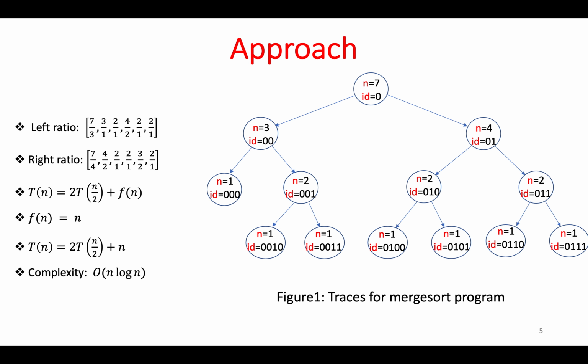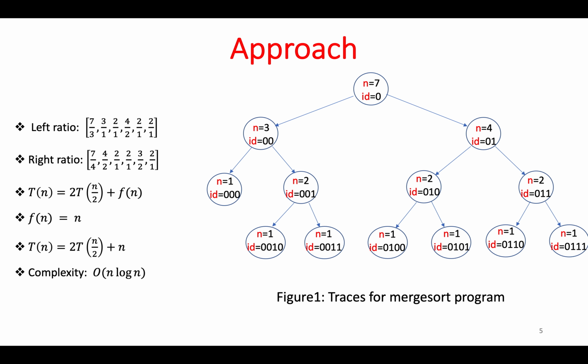Once Dynaplex has these traces, it computes the ratio between the size of input at each node and the size of input at its child node. So for example, with the left child nodes, we have 7 divided by 3, 3 divided by 1, 2 divided by 1, 2 divided by 1, 4 divided by 2, and so on. With the right ratios, we have 7 divided by 4, 3 divided by 2, 4 divided by 2, and so on.